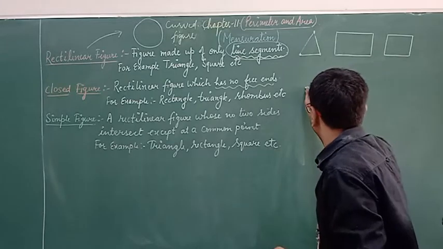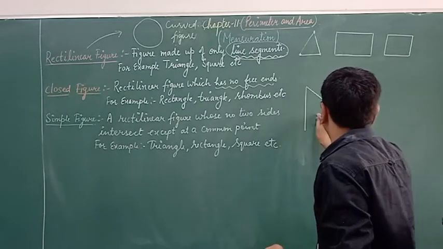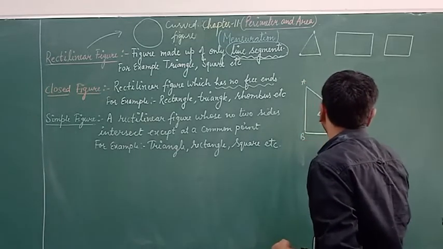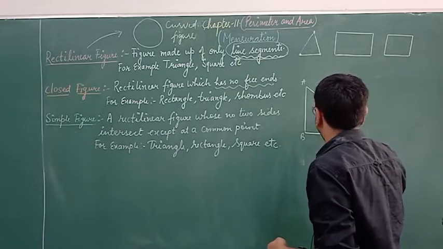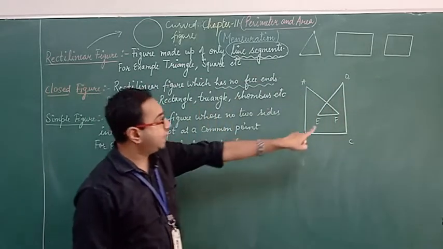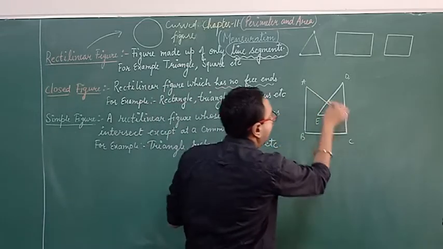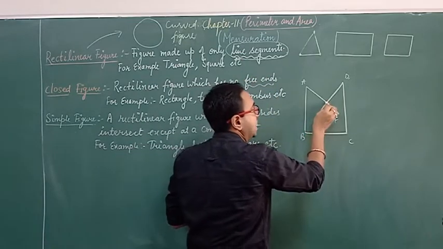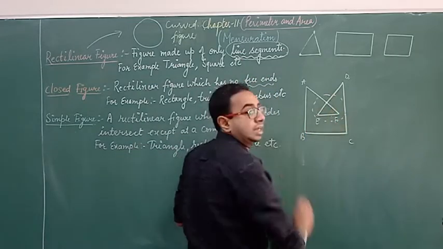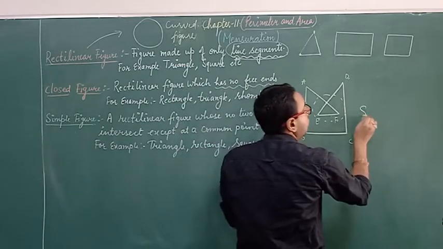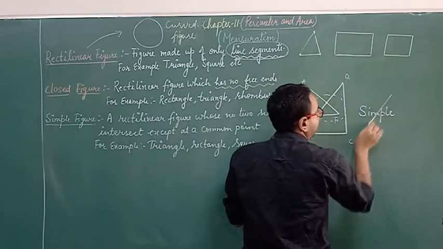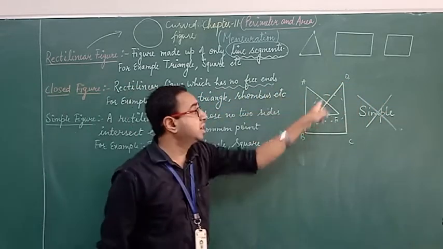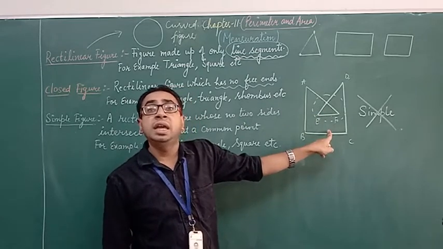Let's see. A, B, C, D, E, F. Just look at this figure. If I see this figure, don't you think these two lines are intersecting? Yes or no? Intersection is there or not? At this point. Hence, this particular part, it shows intersection. Hence, this figure is not simple. We cannot say it's a simple figure because two sides are intersecting.